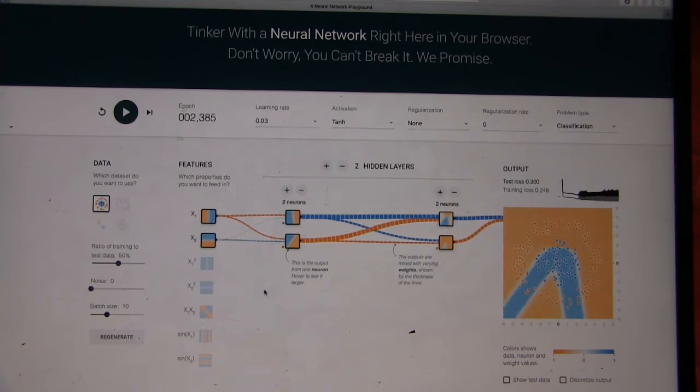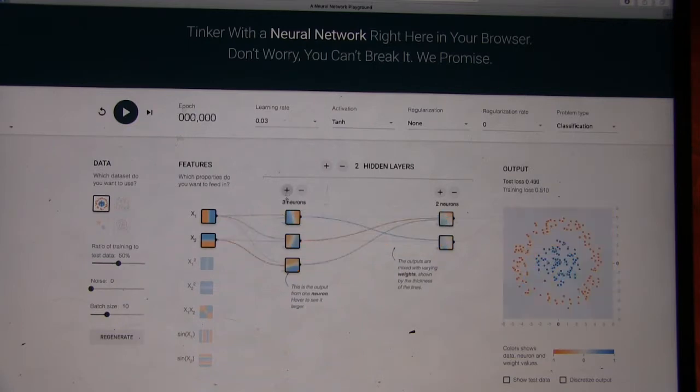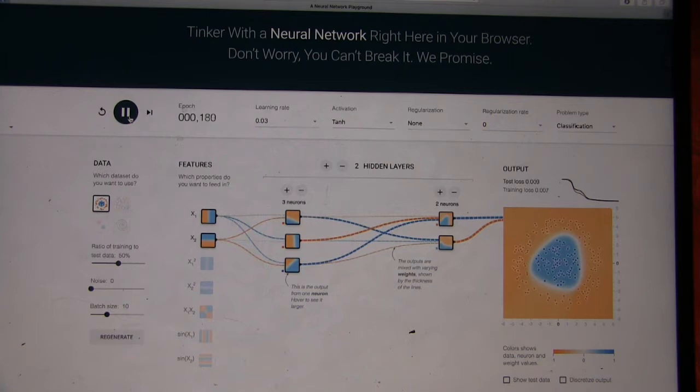Okay. I'm going to add another neuron here. Let's see what happens now. There we go. We've got all of the blue dots in the center, and then we've got all the orange dots around it.